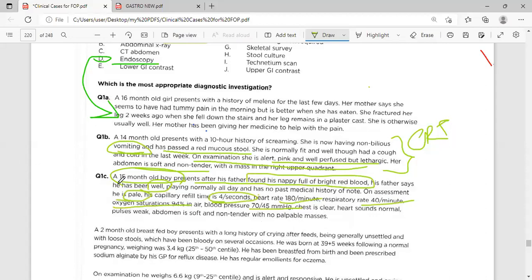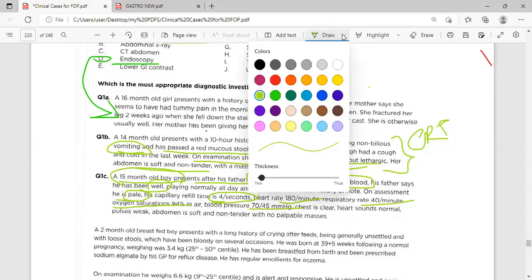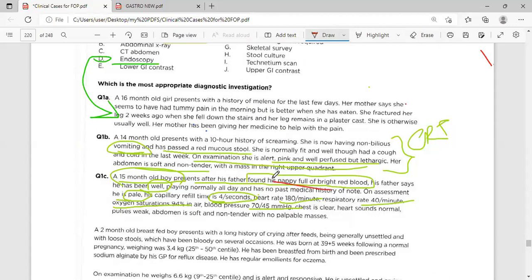So first of all, the age is a 15-month-old. If it is a case of upper GIT bleeding, it will present as altered blood. The stool is going to have altered color. But if it is a case of lower GIT bleeding, usually they will present as fresh blood. So this is a case where they found the nappy full of bright red color. So we understood, okay, this is a case of lower GI bleeding.